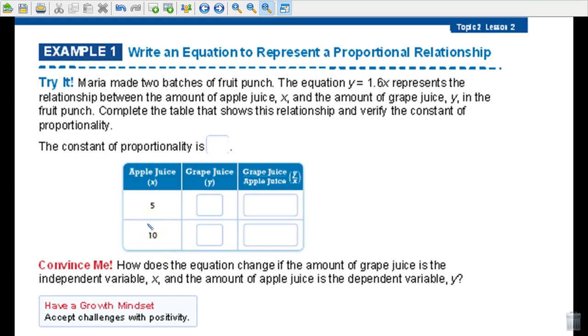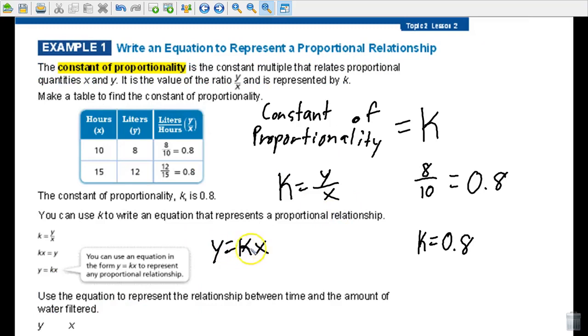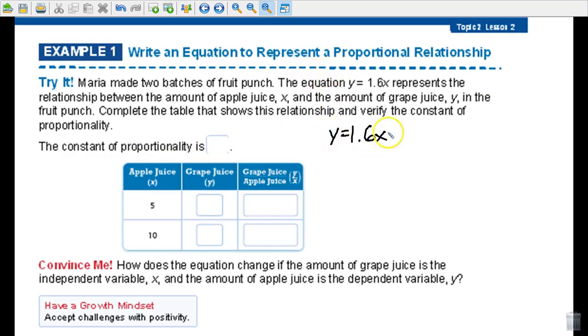Maria made 2 batches of fruit punch. The equation y equals 1.6x represents the relationship between the amount of apple juice x and the amount of grape juice y in the fruit punch. Complete the table that shows this relationship and verify the constant of proportionality. Okay, first things first. They give us the equation. Y equals 1.6x. Class, if you remember, we just went over it. Y equals kx. Therefore, we have y, we have x. We know that the constant of proportionality equals k, so the k would be 1.6. So the constant of proportionality is 1.6.